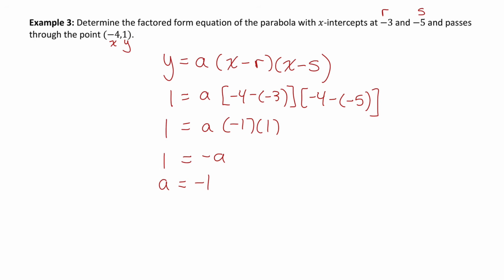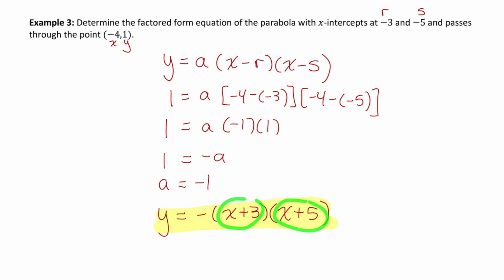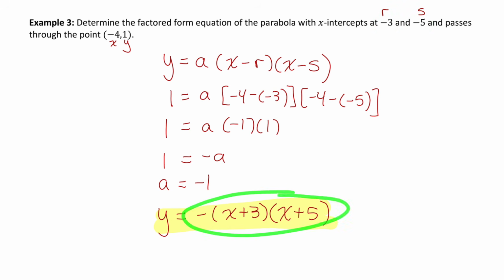So I can write my factored form equation by subbing in for a, r, and s. So the equation would be y equals -1, which I'll just write as negative, and then x minus -3, which I'll write as x plus 3, and then x minus -5, which I'll write as x plus 5. And there's my final factored form equation. From this equation, I could see that there would be x-intercepts at -3 and -5 because those values would make these factors be 0, making the whole product be 0.